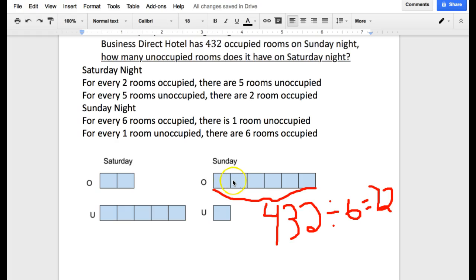Okay, if we know that there are 72 rooms in this one, then we can put 72 rooms here and 72 rooms in each one of these. 72, 72. So go ahead and do that. Put your 72 in and then go back and answer the question. How many unoccupied rooms does it have on Saturday night?